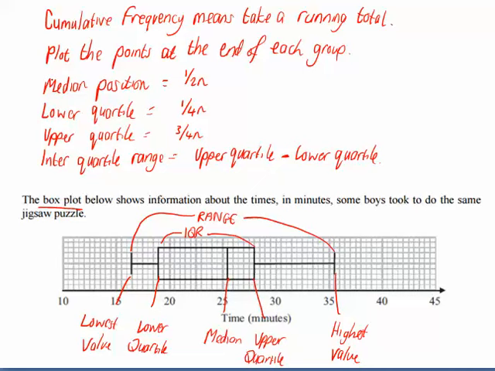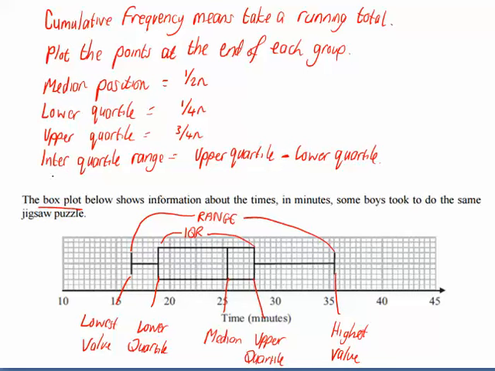When we're plotting a cumulative frequency curve, you normally get a stretched S shape, and we plot the point at the end of each group. We can be asked to read off various points. The median position would be halfway through the data set. The lower quartile would be a quarter of the way through the data set. The upper quartile would be 3/4 of the way through the data set. We can calculate the interquartile range, which is the upper quartile minus the lower quartile.